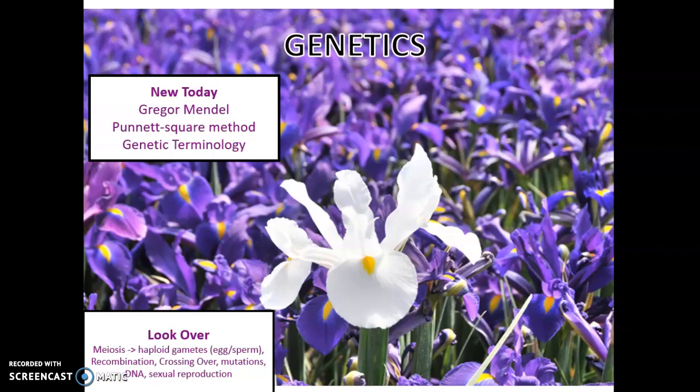All right, we're going to look at genetics today. We're going to look at how a field full of these purple irises can then have a few white irises in there. How does this happen? What is going on with the genetics here?